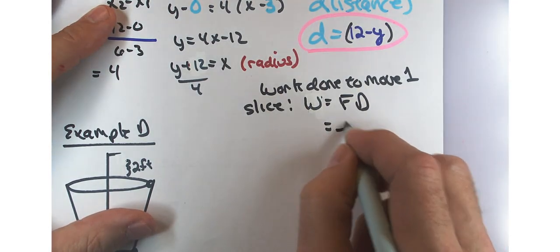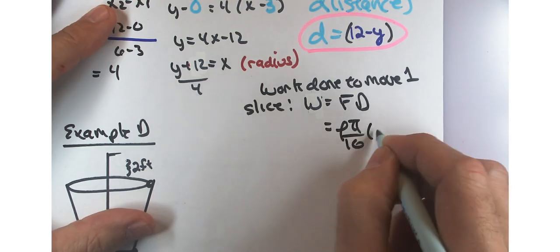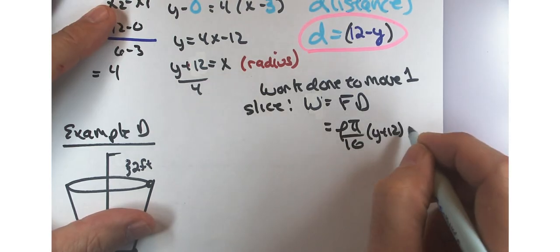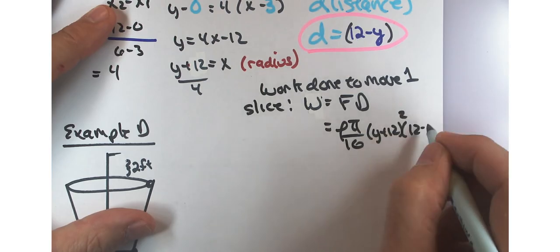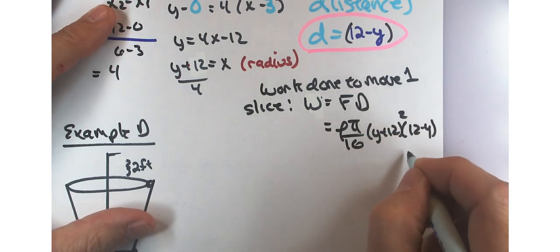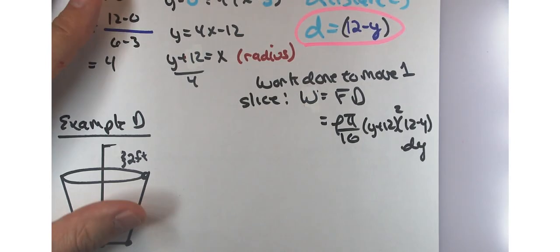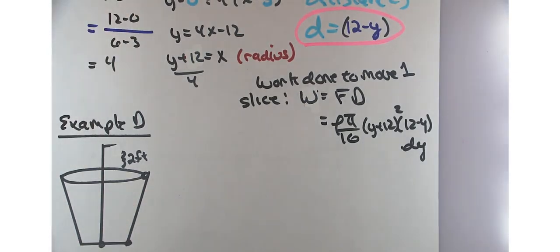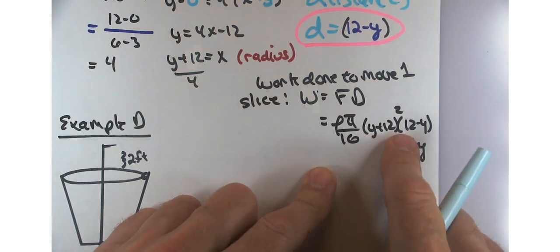So rho times pi divided by 16 times y plus 12 squared times 12 minus y. And then there's going to be a dy in here as well. So, wow, not too bad overall. There's the work done in moving exactly one slice. All right, pretty good there. But we're not just going to pump out just one slice here. We want to drain the entire tank. So to do that, we're going to add up the work that's done in moving all these such slices.